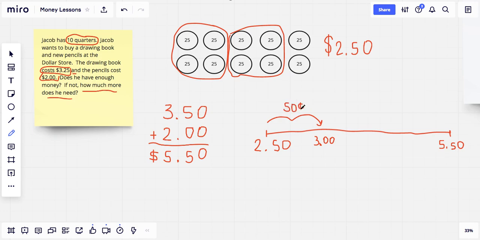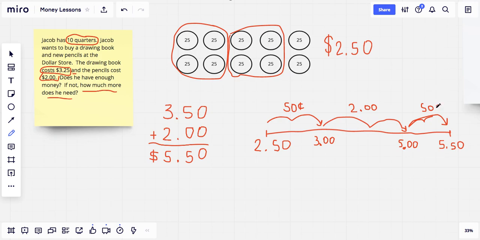Okay. And now that I'm at a solid dollar, I can do a jump of $1: $3, $4, $5. So I'm going to just draw my $5 in here just as another reference. There we go. And that was a $2 jump. So far we've jumped $2.50. Okay. And then my last jump from $5 to $5.50 is another 50-cent jump. Okay. So that should have been $5.25 and $5.50.